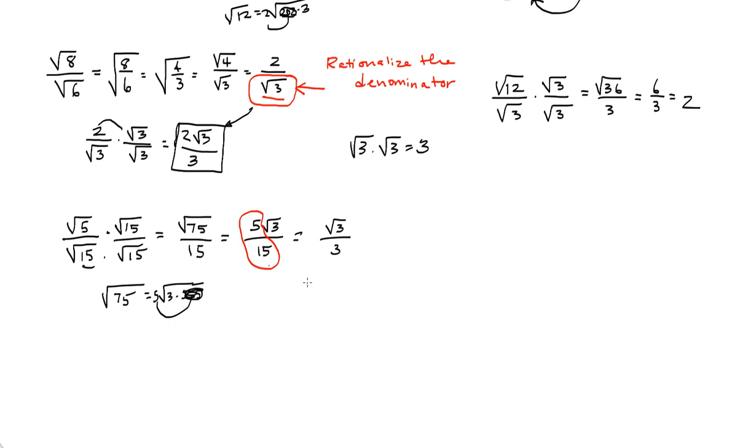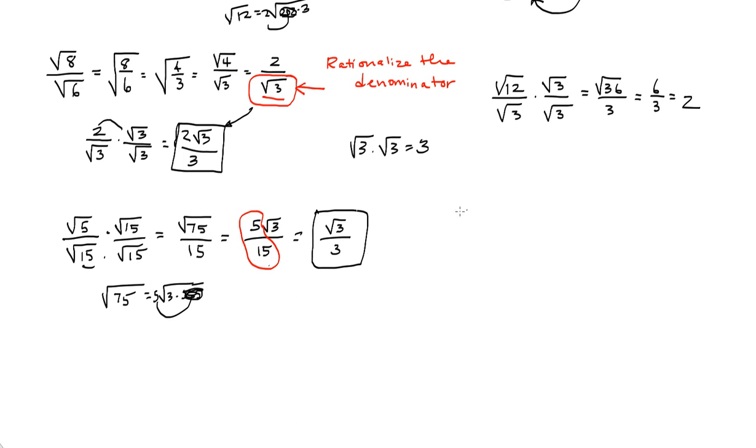But I don't write a 1 in front of a radical, do I? Nah. I don't write a 1 in front of an x, so I don't write a 1 in front of a radical either. There's my answer. Again, make sure that if there is a number in front of the radical, you don't multiply any numbers outside times numbers that are inside.